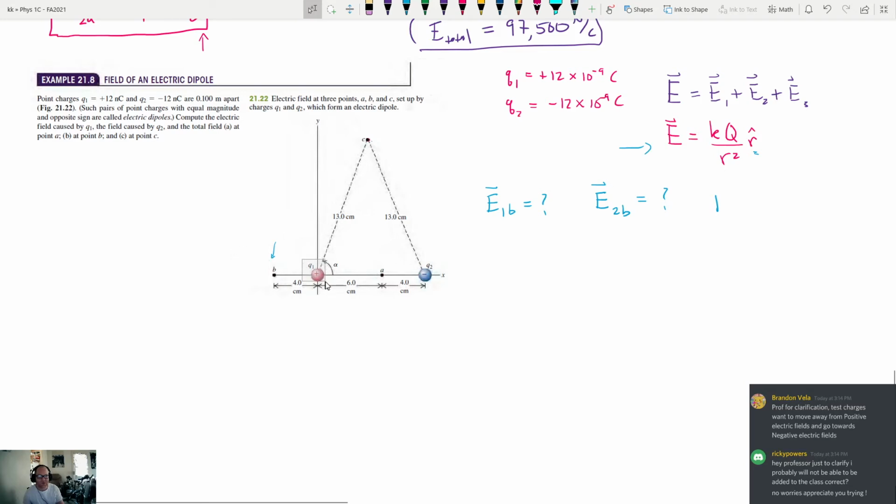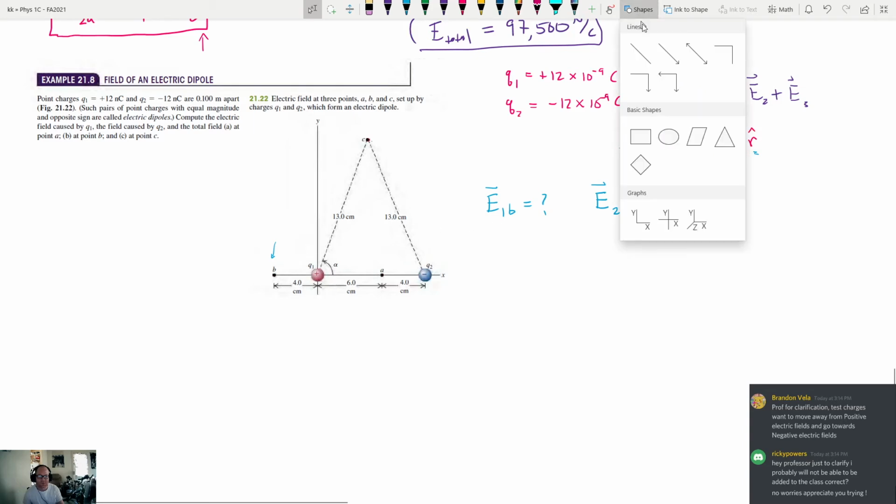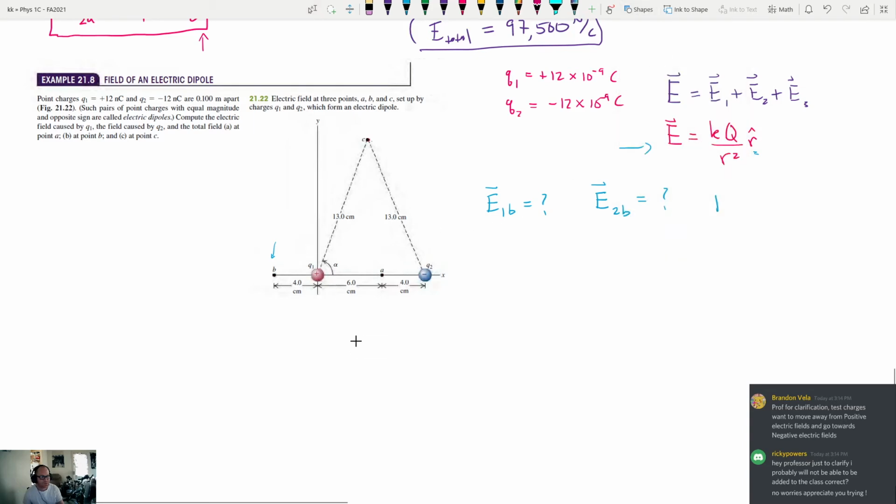What's the direction of the electric field vector at point B for this charge Q1? Does it go left? Does it go right? Do I draw a vector toward it, or one to the left? That's right. Electric field vectors for positive charges always point away. So we'll label that one E1 at point B.